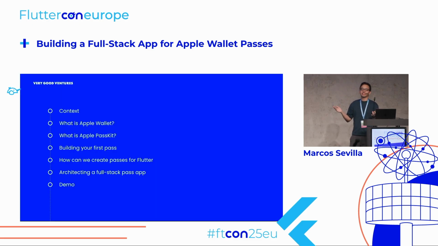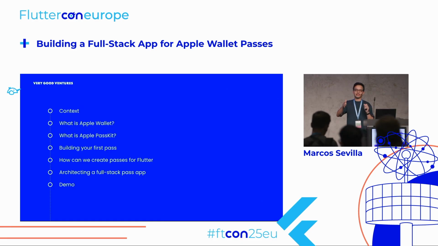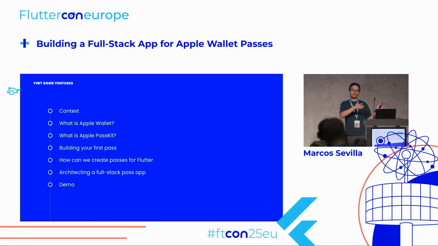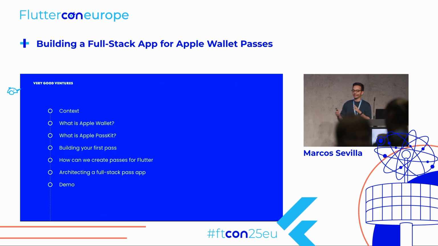This is pretty much the agenda for today. First, I'm going to give you some context, then get into what Apple Wallet is and how you can use PassKit. First we'll look at how we do it natively on iOS, and then we're going to Flutter. It's like a translation there.